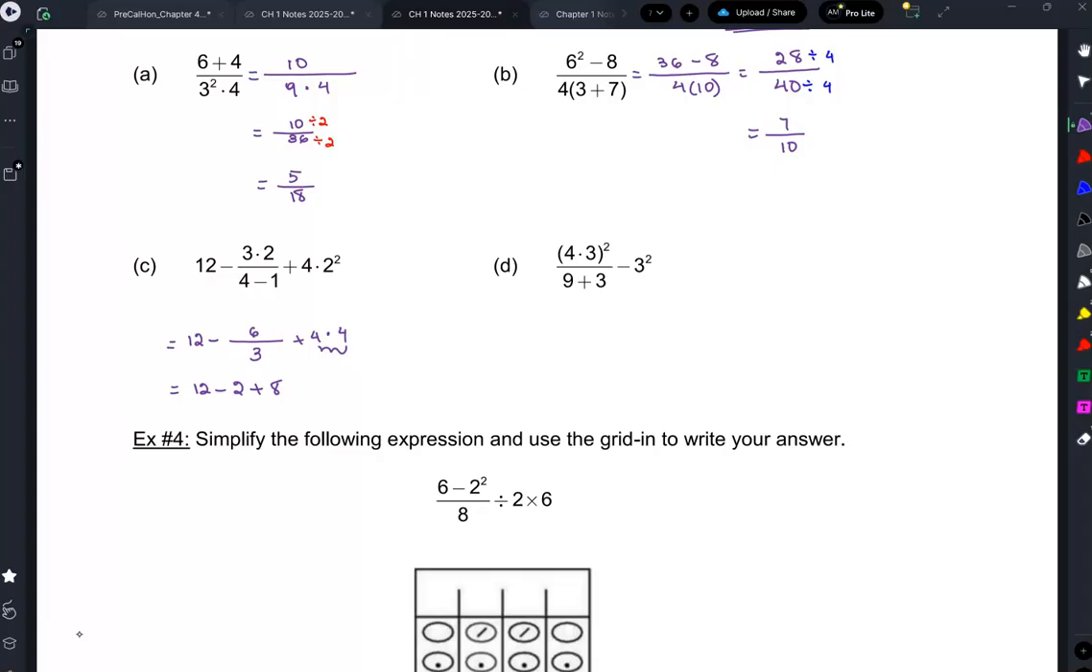Do you see how I did multiplication and division first, left to right? So first I did a division and then a multiplication. I haven't added or subtracted yet. Now I'm going to do that. Yeah. 4 times 4 is 16. You're right. It is 16.